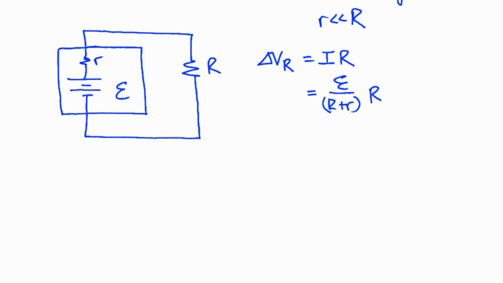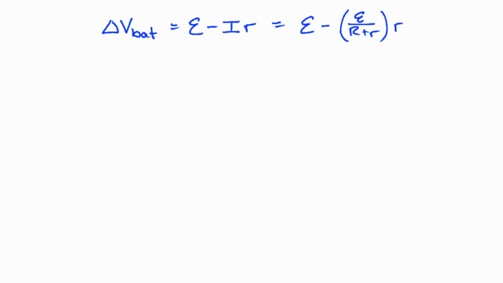So we can rewrite this like this. So this is the potential difference across the resistor. Now if we want to look at the potential difference across the terminals of the battery, again we call that V sub bat, that's equal to the EMF minus the current times my internal resistance. I'll plug in for my current using what we derived before.